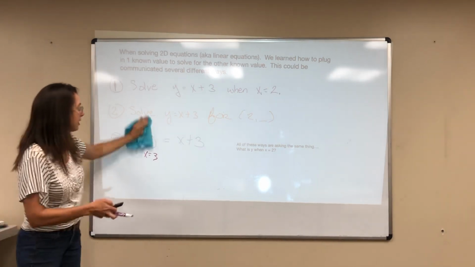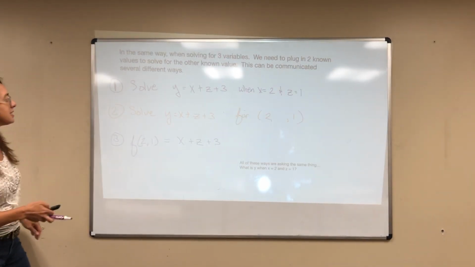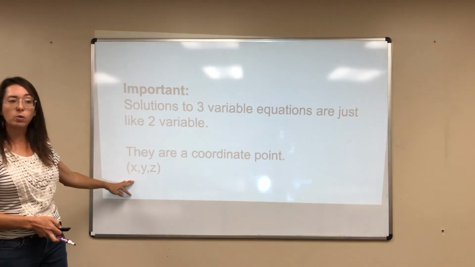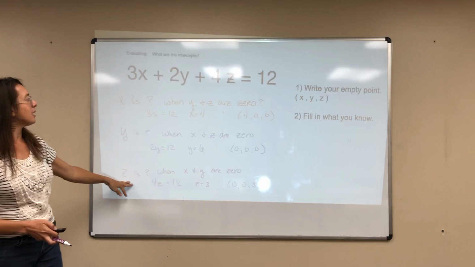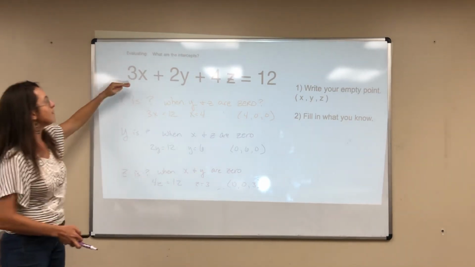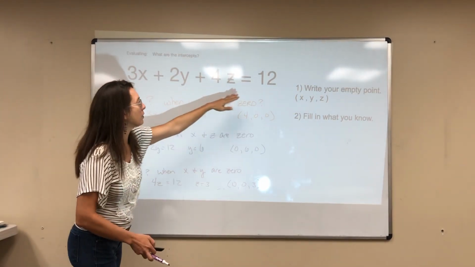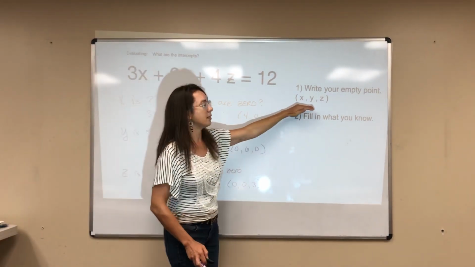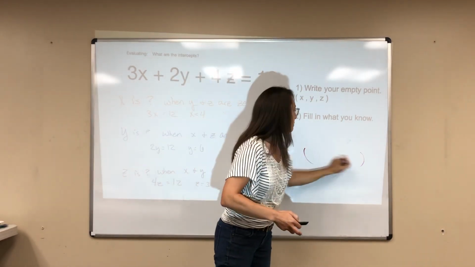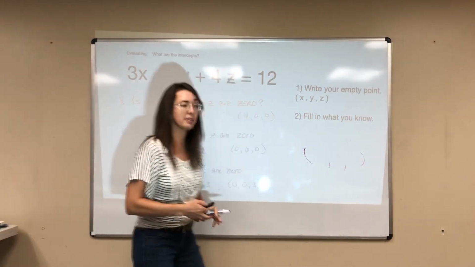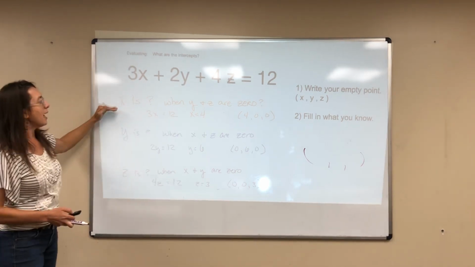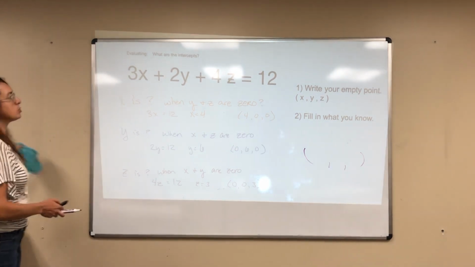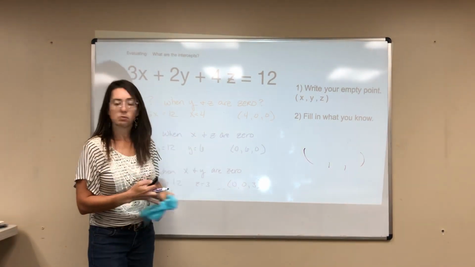So those are all our vocabulary that we have learned. So in this same way, for 3 variable solutions, it's still a coordinate point. We still get to write them and solve them all the same. So if I've got 3x plus 2y plus 4z equals 12, we're going to always write out our empty coordinate point at the end just so that we make sure we get all the guys. We don't leave somebody out, right? So x is what when y and z are 0. So these are intercepts, right?